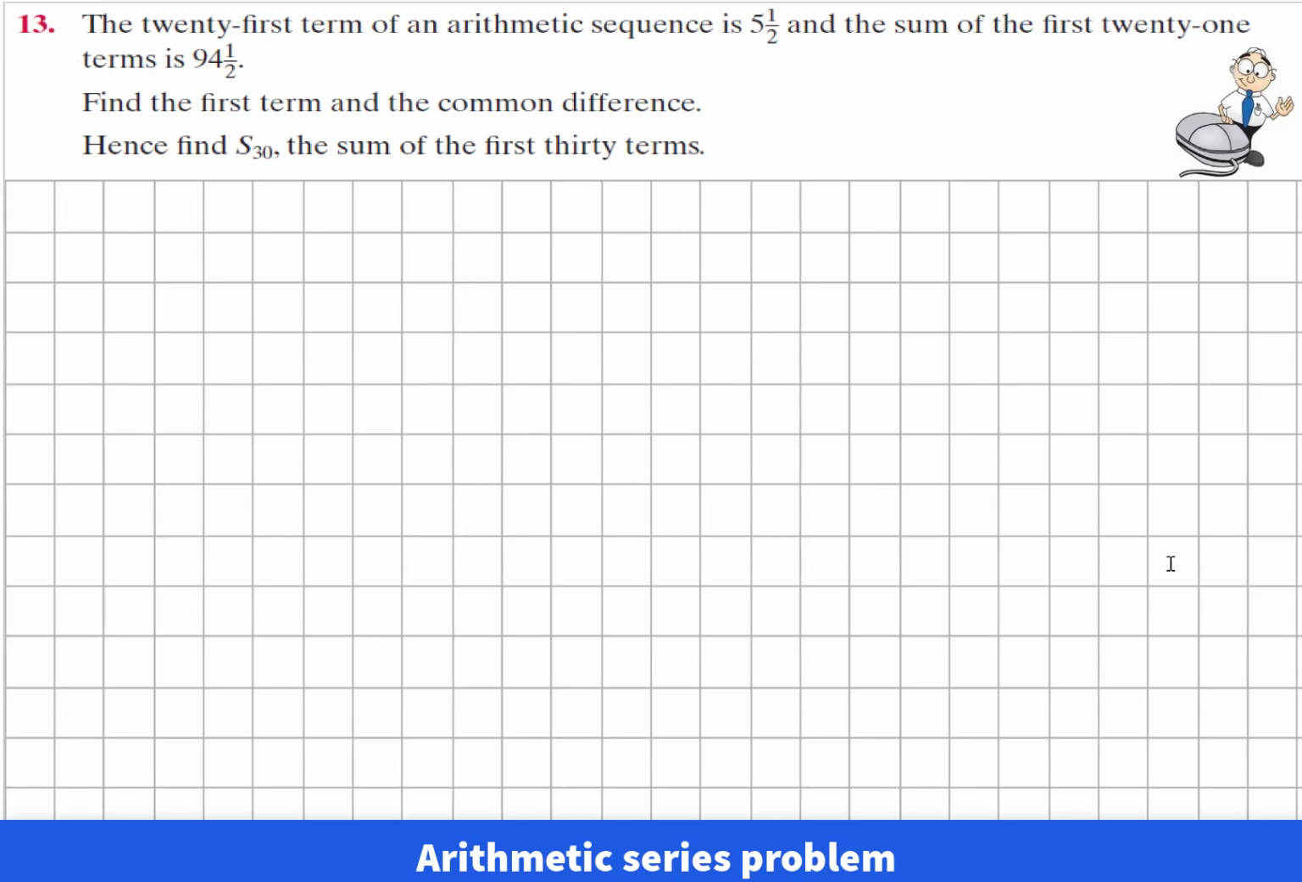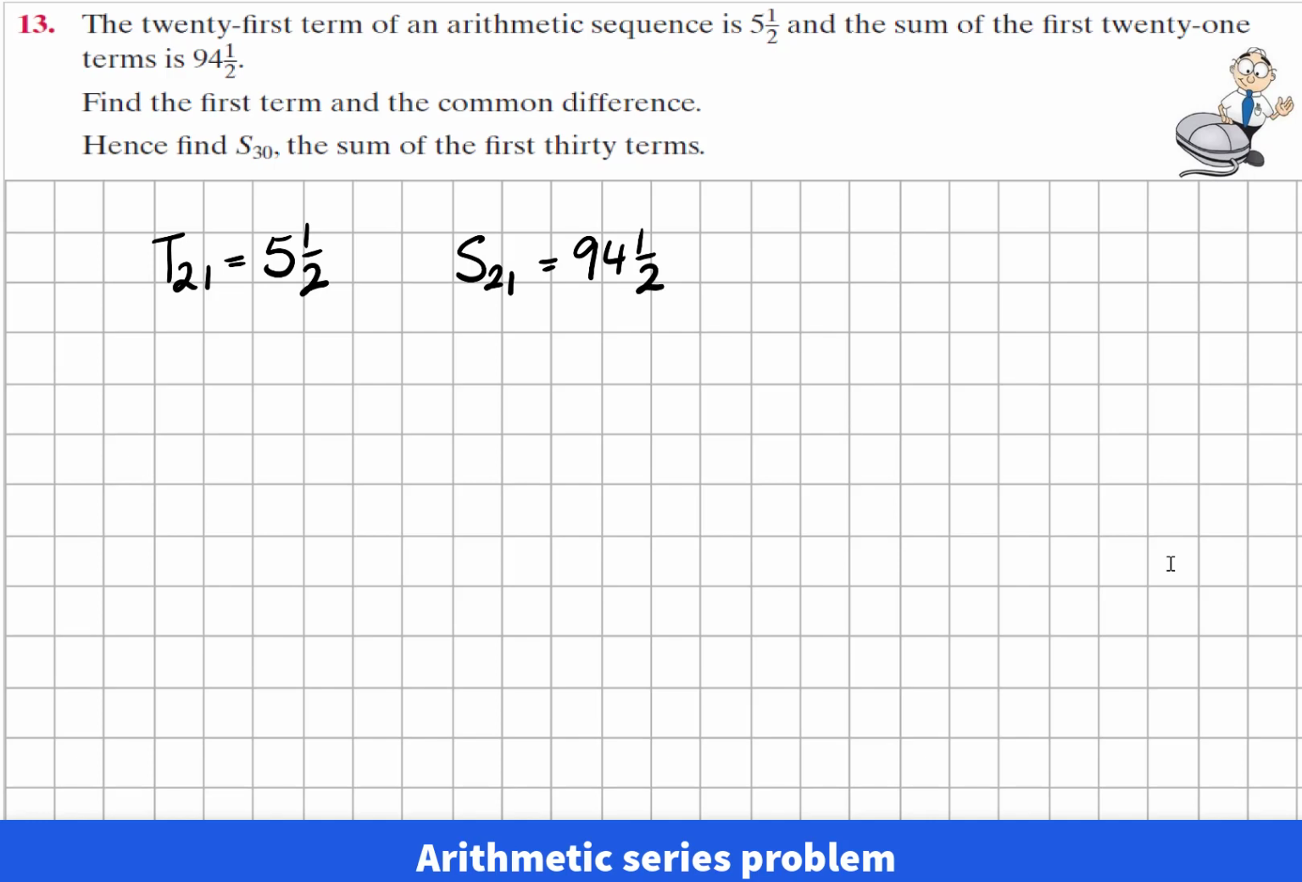It says the 21st term of an arithmetic series is 5.5. So what it's telling me there is term 21 is equal to 5.5. The sum of the first 21 terms is 94.5. So the sum of 21 is 94.5.